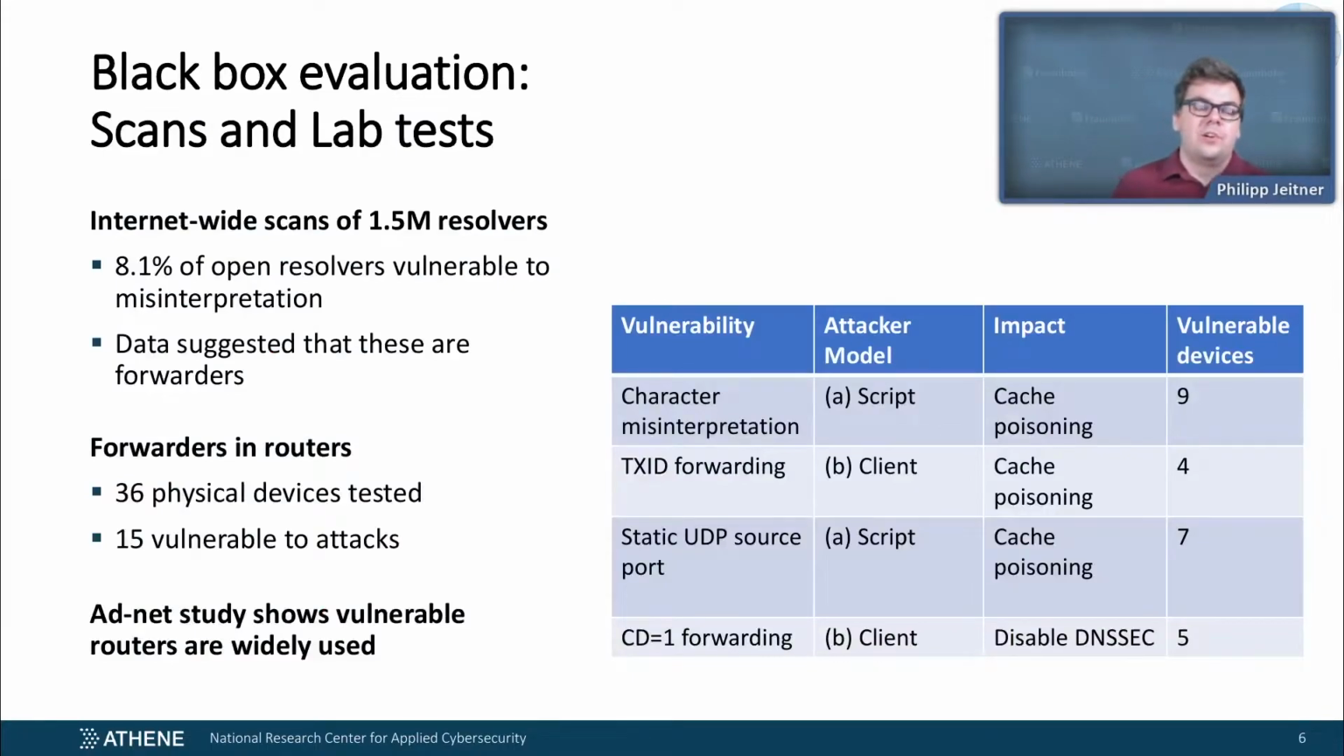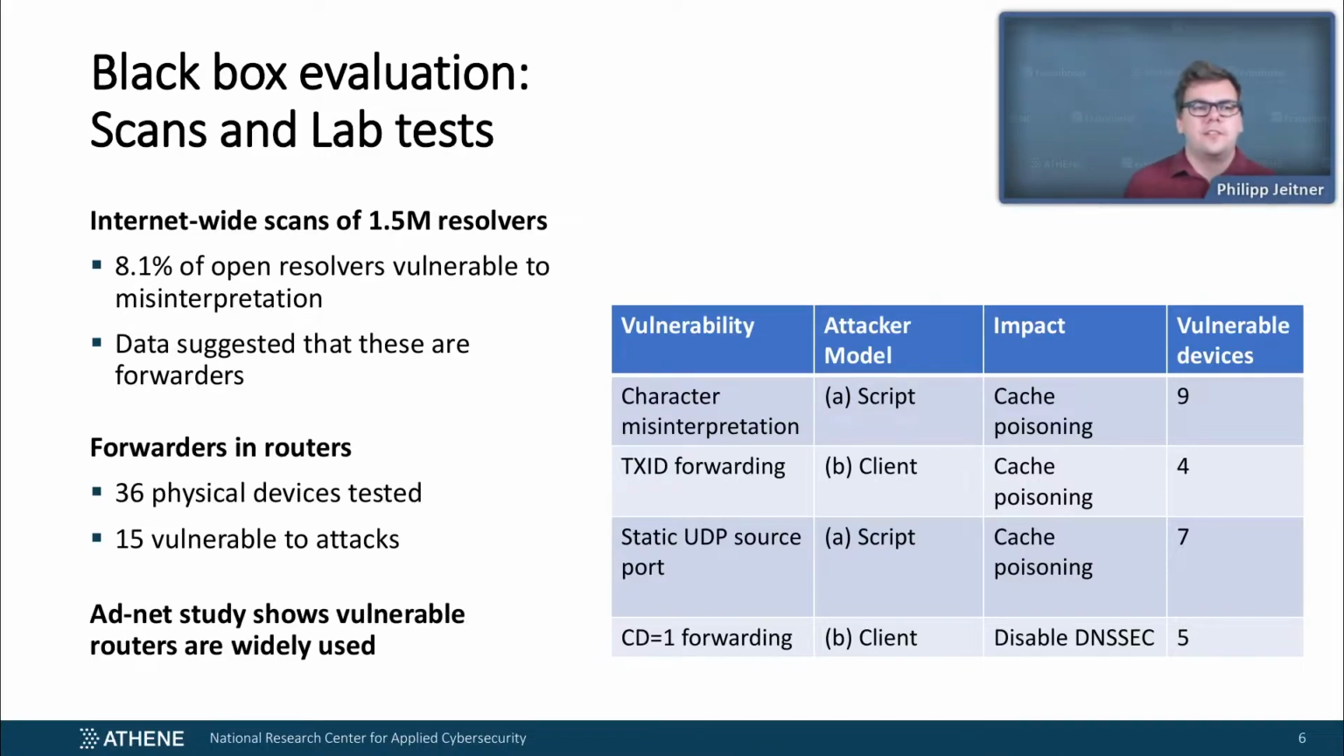Right. So to evaluate these attacks, we did black box evaluation tests and also internet scans. We started with an internet-wide scan of 1.5 million resolvers, basically all open resolvers in the internet. In this scan, we found that 8.1% of the open resolvers were vulnerable to the misinterpretation attack, which we found last year and presented at USENIX.